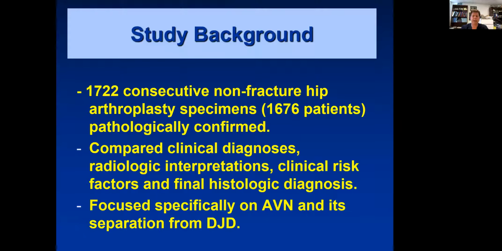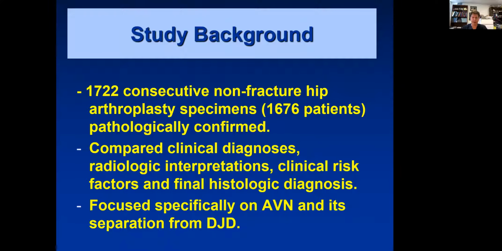And so we began this study looking at consecutive non-fractured. We did look at fractures. That's the topic of a different talk. But for the purpose of this study, we looked at 1,722 consecutive non-fracture hip arthroplasty specimens from 1,676 patients. And of course, this was because some of these patients had bilateral hip replacements. All of these were pathologically confirmed. The diagnosis was histologically evaluated.